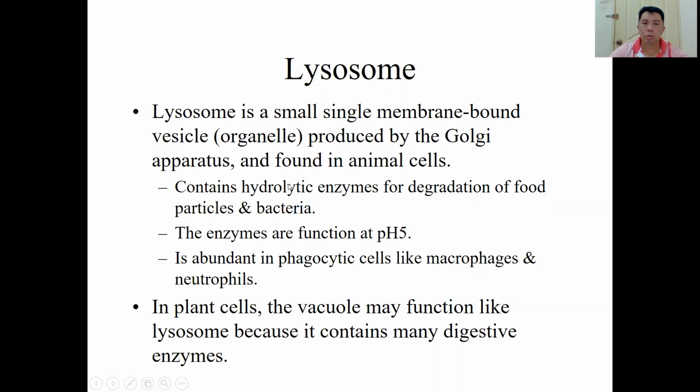So here the lysosome contains hydrolytic enzymes. That means the enzymes carry out hydrolysis. The enzymes function at pH 5. The optimum pH for the hydrolytic enzymes in the lysosomes is pH 5. Lysosome is abundant in phagocytic cells like macrophages and neutrophils.